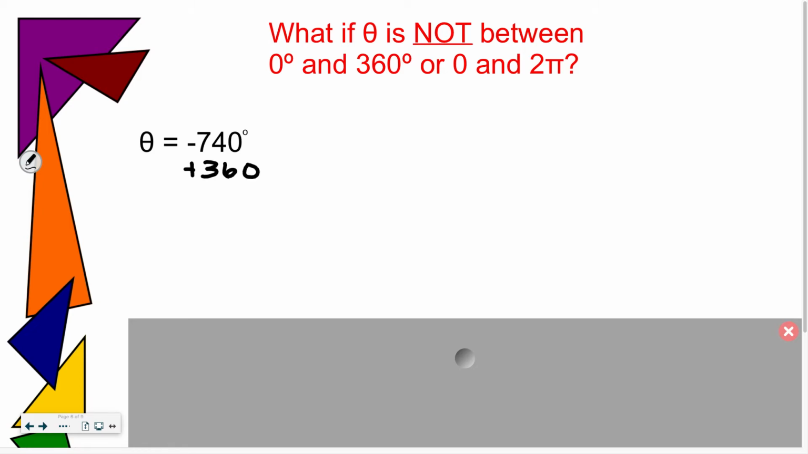Okay, that's still negative, right? So let me add 360 again. Does anybody know what 360 and 360 together make? 720. So wouldn't negative 740 plus 720 be a negative 20 degrees?